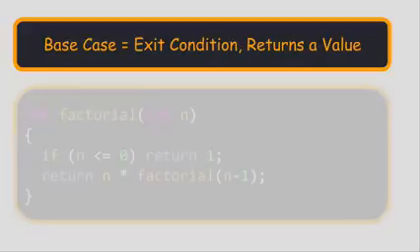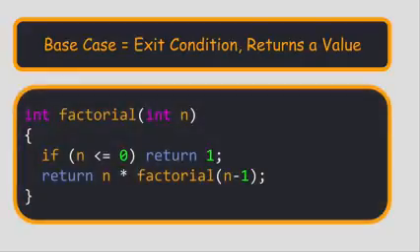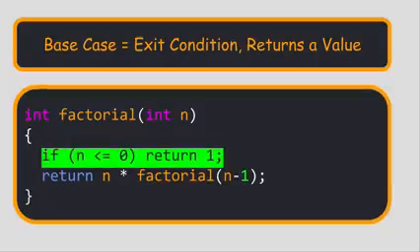Every recursive function requires an exit condition, otherwise the function would run forever. We call the exit condition the base case. When the base case evaluates to true, the function will return an actual value instead of calling itself.